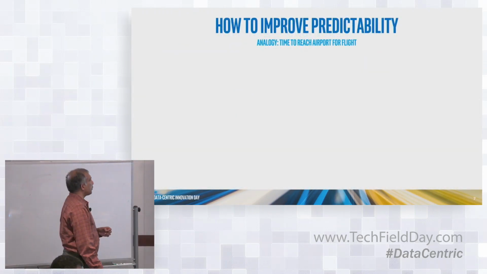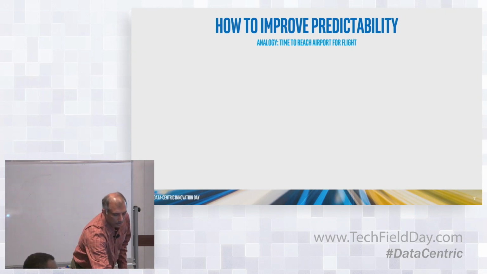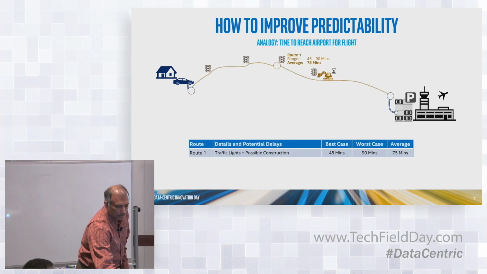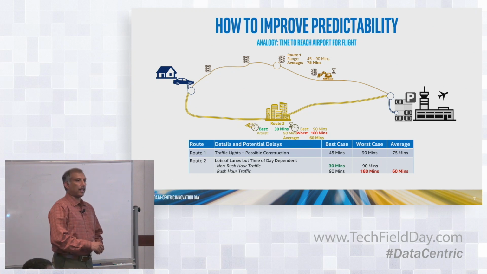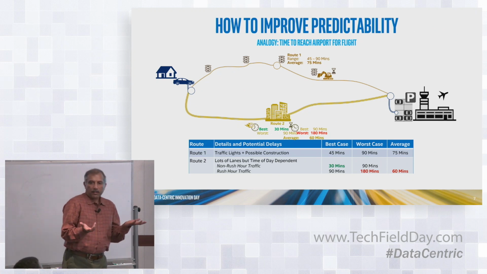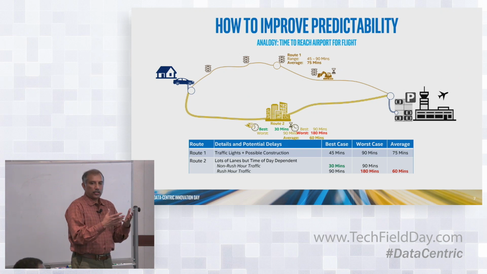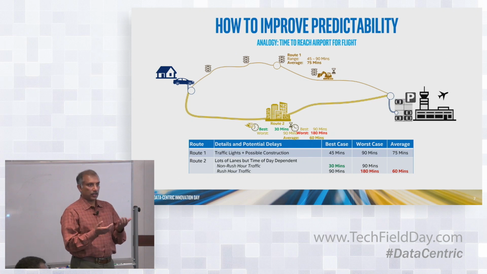So how does one improve predictability? I'd like to walk through an everyday analogy of time to reach an airport for a flight. So when you're setting out for a flight, you're looking for guidance on travel time, right? You could choose to take side streets and get to the airport, but you're not going to be very predictable because you have traffic lights and potentially construction on the way. The freeway is generally the choice, but again, the freeway is not predictable because of rush hour versus non-rush hour.